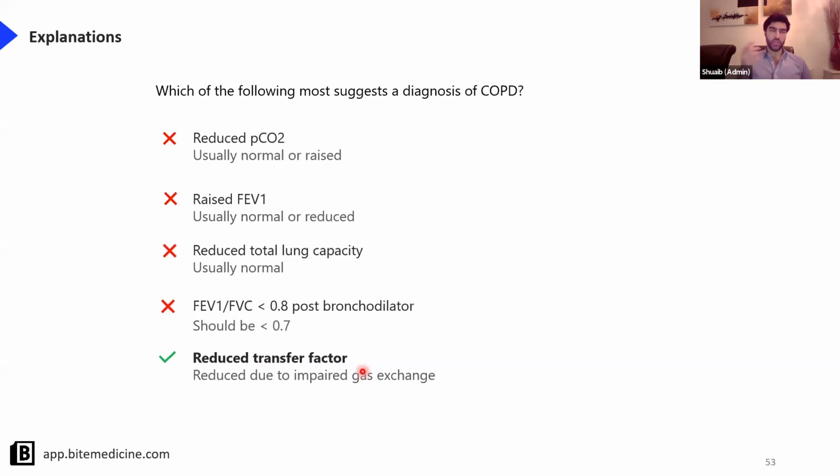Some of you might not know what transfer factor is, but in brief, it just looks at the diffusion rate of carbon monoxide into the blood. So anything which impairs gas exchange, you will have a reduced transfer factor. So whether that be fibrosis, COPD, etc., they all are causes of reduced transfer factor.